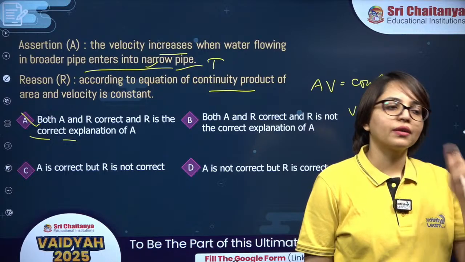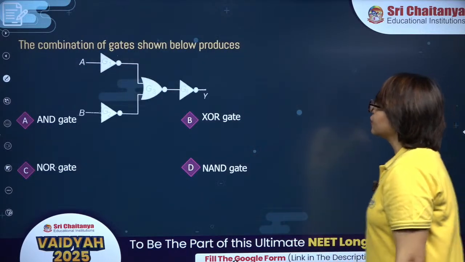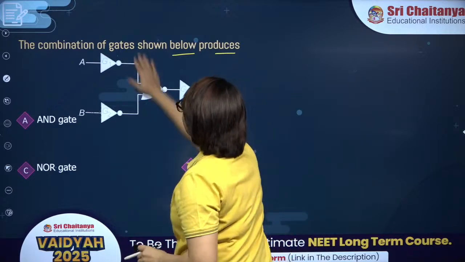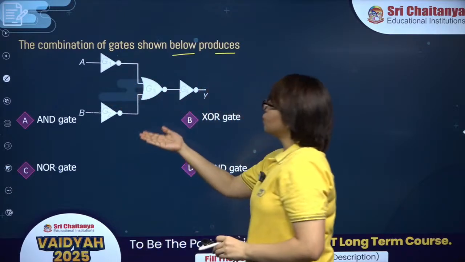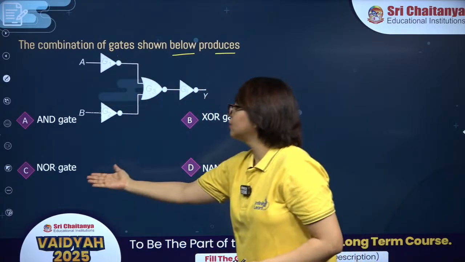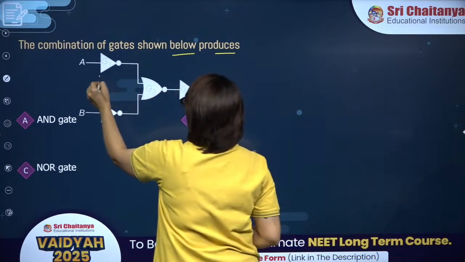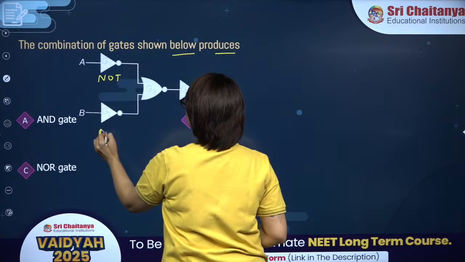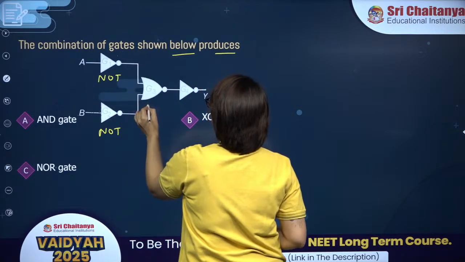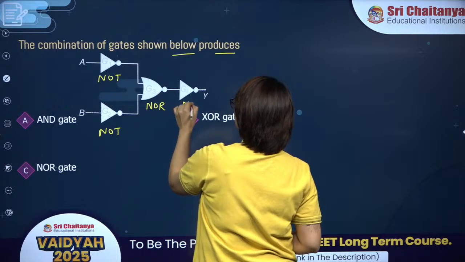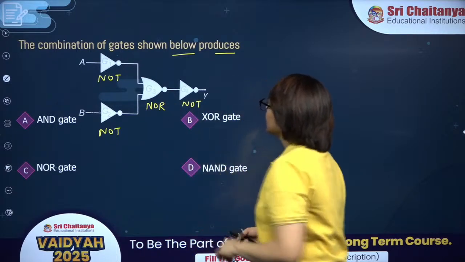Good job everyone. Chaliye, let's move on to this one. The combination of gates shown below produces. So this combination of 4 gates is equivalent to what? AND, XOR, NOR and NAND. Alright. So this is a NOT gate. This is another NOT gate. This is your NOR gate and this is another NOT gate.